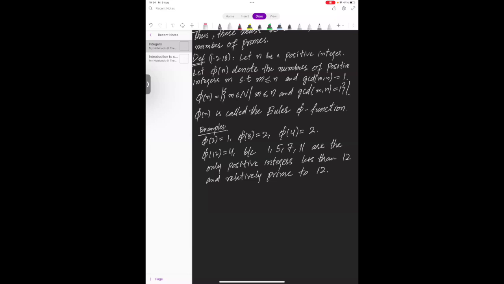Then we can talk about some examples for this section and some other part.